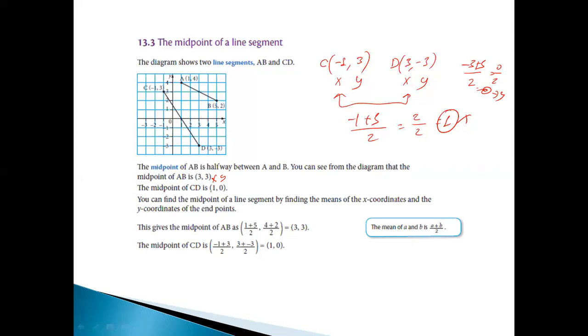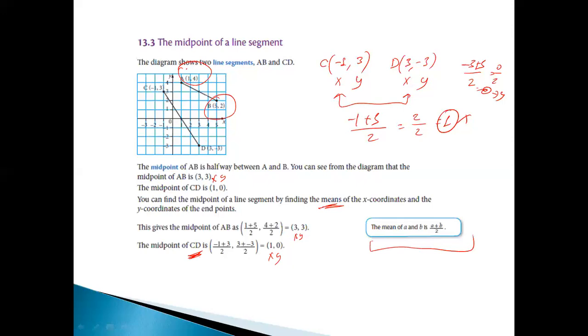X coordinates and y coordinates, on grids, on a table. So you can find the midpoint of a line segment by finding the means of the x coordinates and the y coordinates of the endpoints. And as you see here, we have a small rule: the mean of a and b is a plus b over 2. This gives the midpoint of AB as 1 plus 5 for the x values of the two points, which is 6 over 2, which is 3, and the y value is also 3. And here also we found the midpoint of CD.